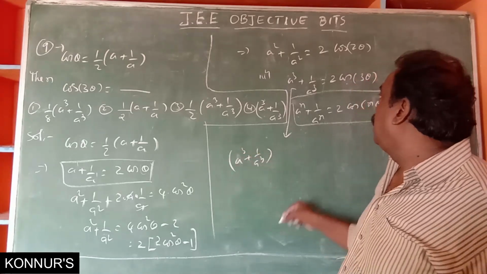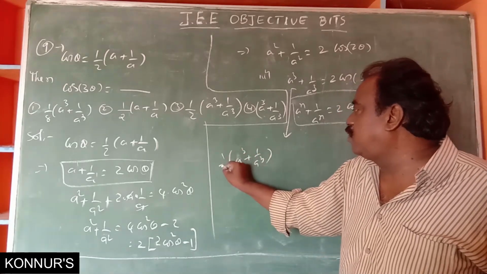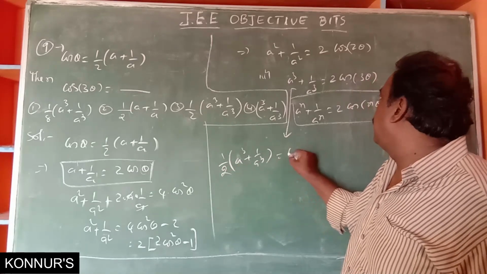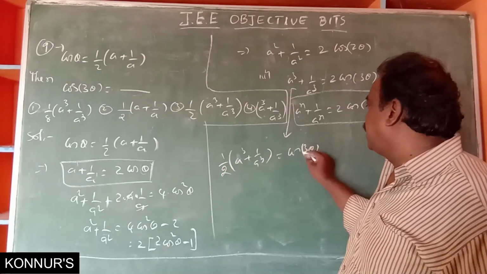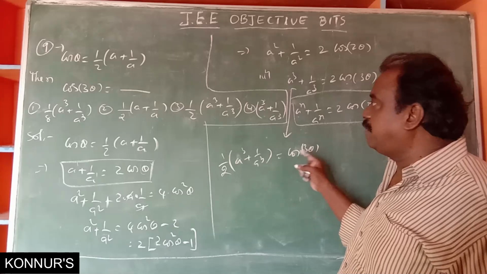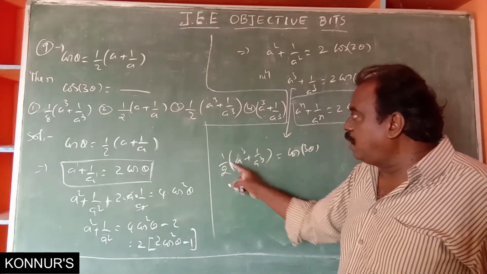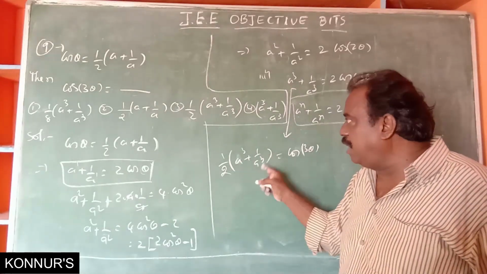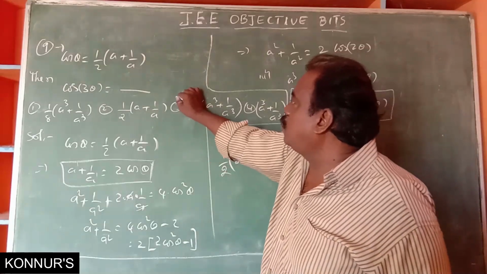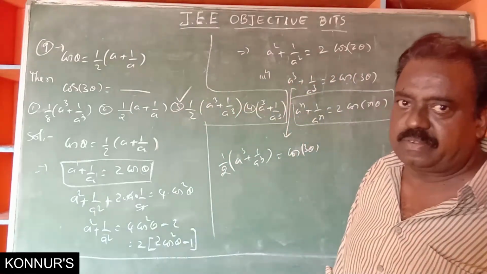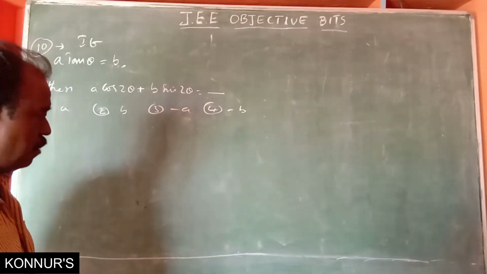And this 2 goes to this side. It is cos 3 theta. We are asked the value of cos 3 theta. So 1 by 2 into a cube plus 1 by a cube. So the third option is correct. Okay? The last problem.